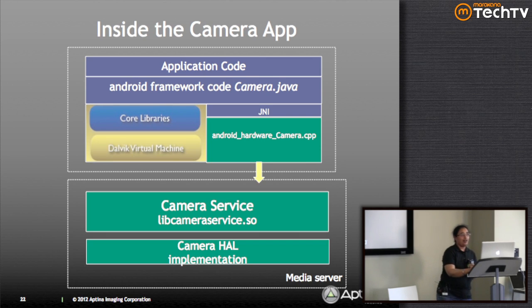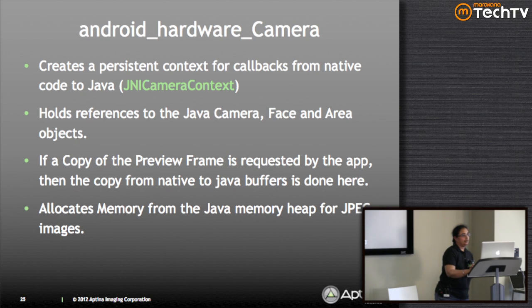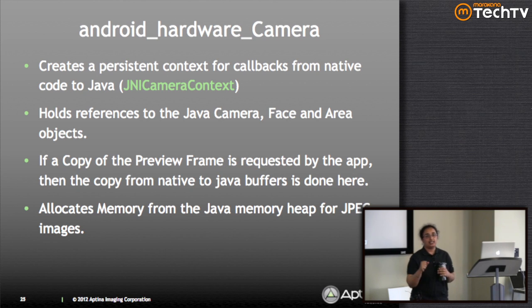So inside the camera app, that's what it looks like. There's a JNI layer. The camera service, which is hardware independent, resides in the libcameraservice.so shared library. So what does the code in the JNI layer, the Android hardware camera, do? It basically creates a persistent context for all the callbacks that come from the native layer. It holds references to the Java camera object, face object, and area object.